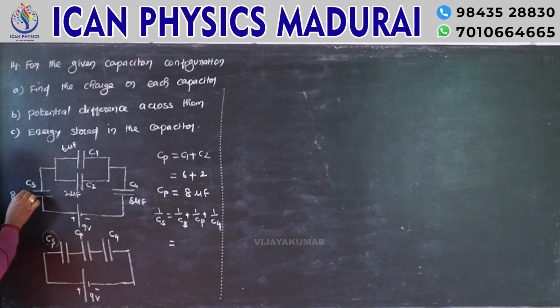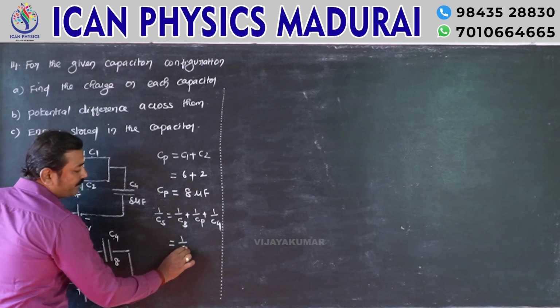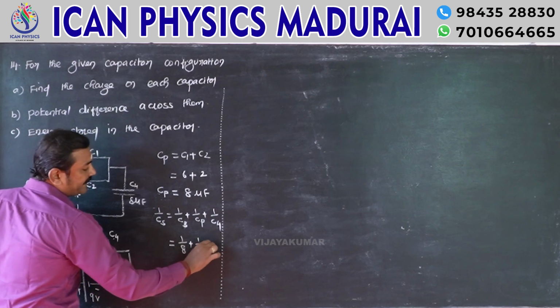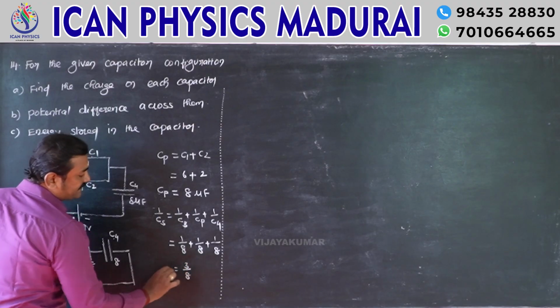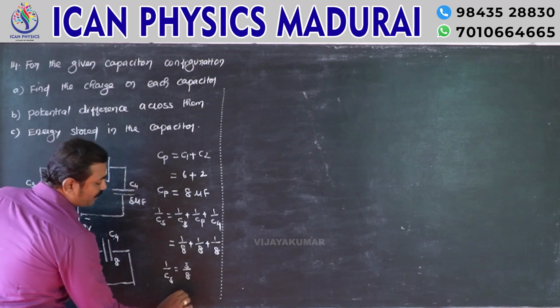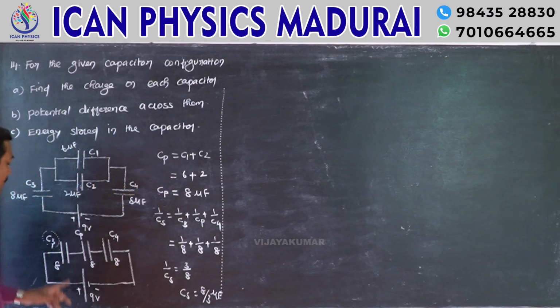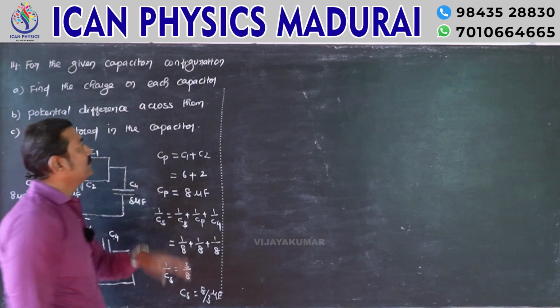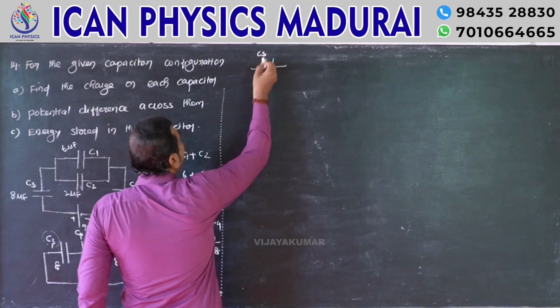Now, the value of C3 is 8, the Cp is also 8, and C4 is also 8. So, we can write 1 by 8 plus 1 by 8 plus 1 by 8. When we add, it becomes 3 by 8, which is 1 by Cs. Now, taking the reciprocal, Cs equals 8 by 3 microfarad. Now, these three become one, that is Cs.